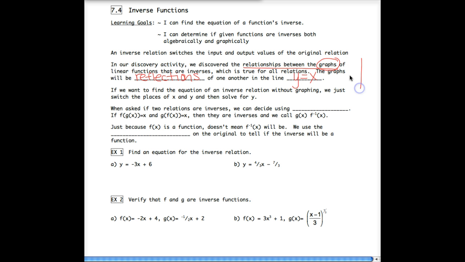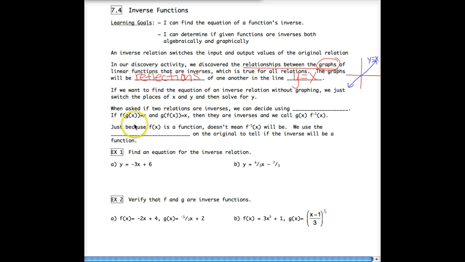Now remember, y equals x is the line that cuts diagonally through. This is the line y equals x. When we say we reflect it over this line, that means we flip it over that line. So graphs, if they are inverses, are going to be reflections over that line. If you folded your coordinate plane on that diagonal, they should line up on top of each other. Now, it's not always practical to graph all of our functions and then attempt to see if they would be reflections of each other.